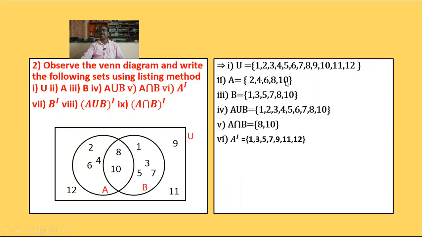Leaving out the elements 2, 4, 6, 8, 10, the set of the remaining elements in U is the A complement: 1, 3, 5, 7, 9, 11, 12.